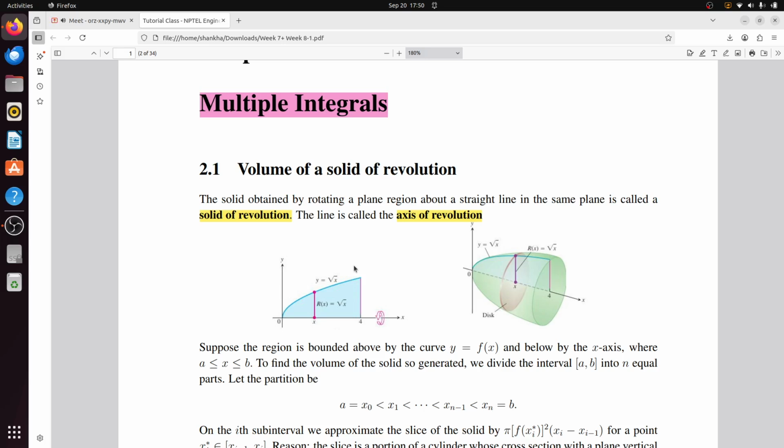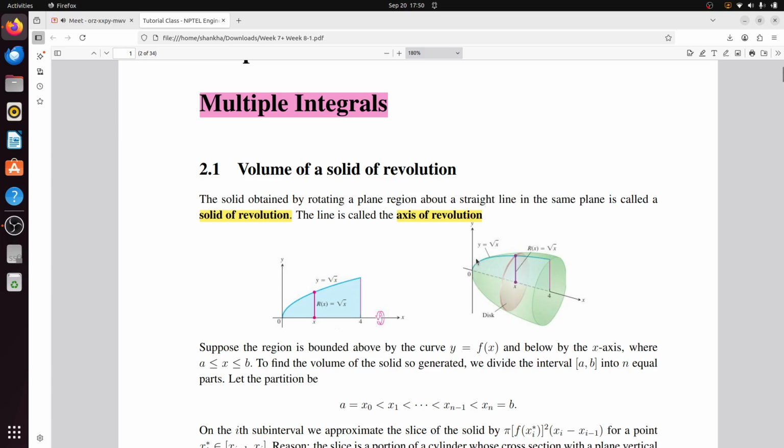integration not only with respect to one variable, rather two variables. I will give you an example. So y equal to square root of x. This y equal to square root of x is a parabola. Now you just rotate this parabola 360 degrees around this x axis. So what will it become? It will become this type of 3D shape.